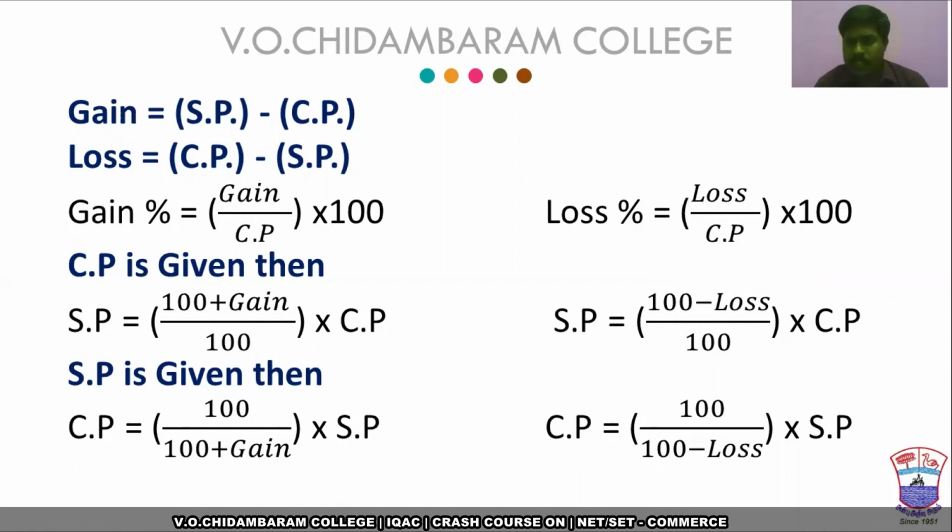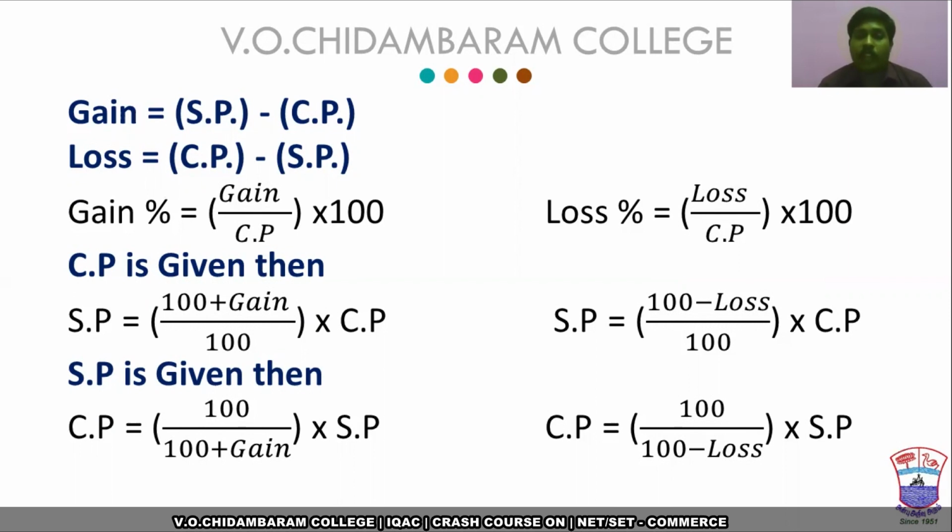If the cost price is given, how can we find the selling price? There is a formula. Selling price is nothing but (100 plus gain percentage) by 100 into cost price. Another one is (100 minus loss) by 100 into cost price. If the selling price is given, we can use the previous formula vice versa.